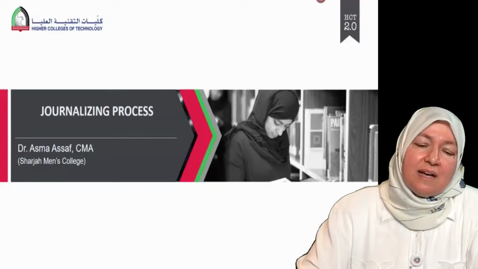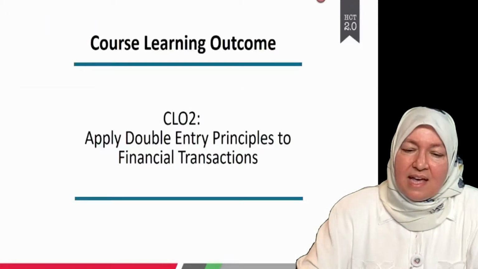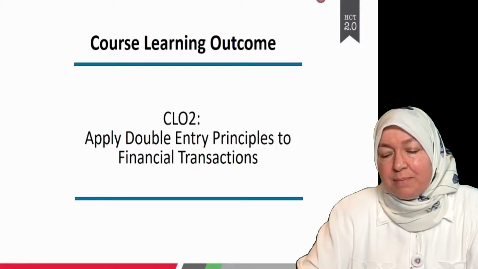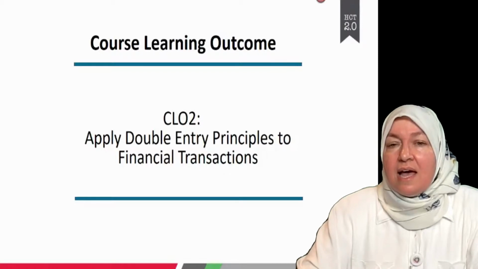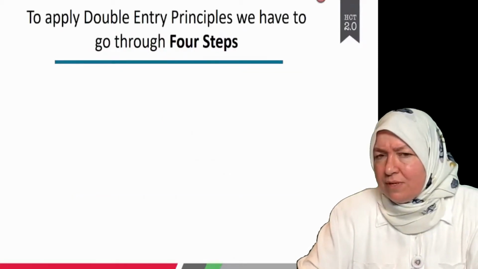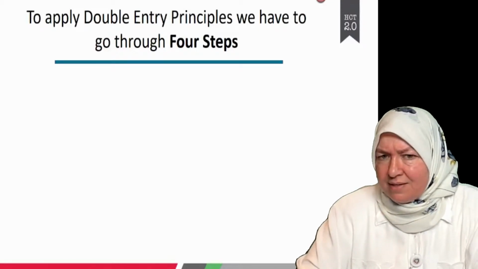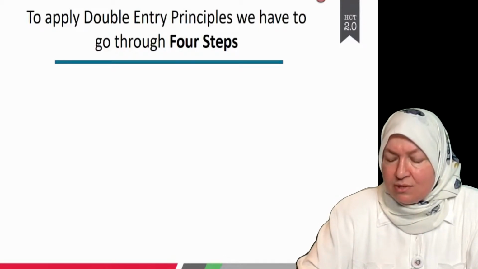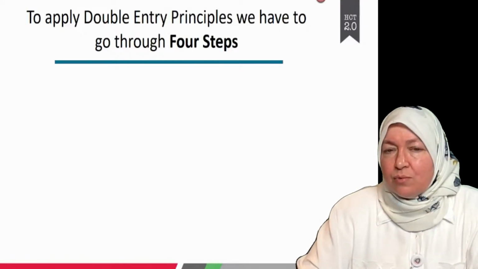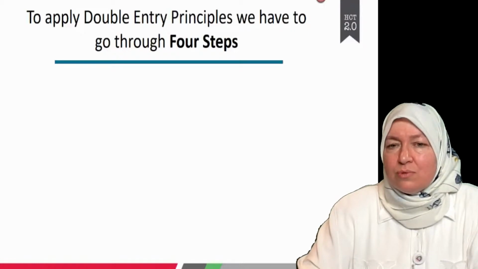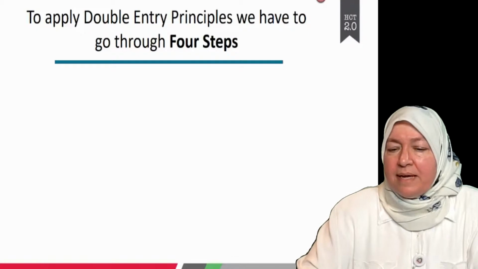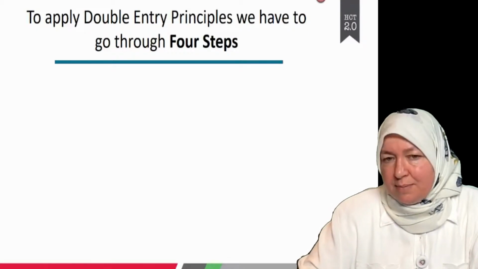Today we're going to discuss the journalizing process and the following course learning outcome: apply double entry principles to financial transactions. This is a very important topic because most students can't differentiate between debit and credit and find it difficult to understand. So we are going to use a different way of illustration that will help you understand how to write the journal entry simply. To apply double entry principles, we have to go through 4 steps to make it simple.